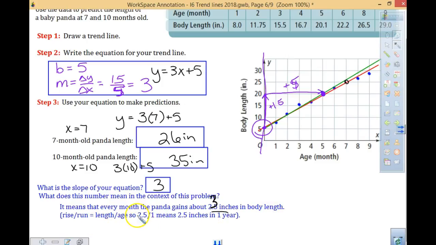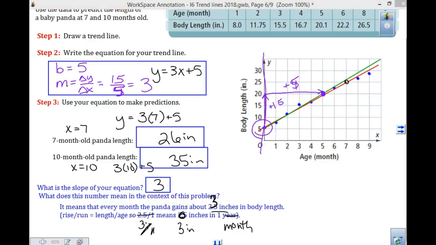Rise over run came out to be 3 divided by 1, or 3 inches in 1 month. Okay, every 1 month. So the test question looks kind of like this one, where you are asked to find all those different things. You want to find the trend line, so this is going back to all the stuff we did before.